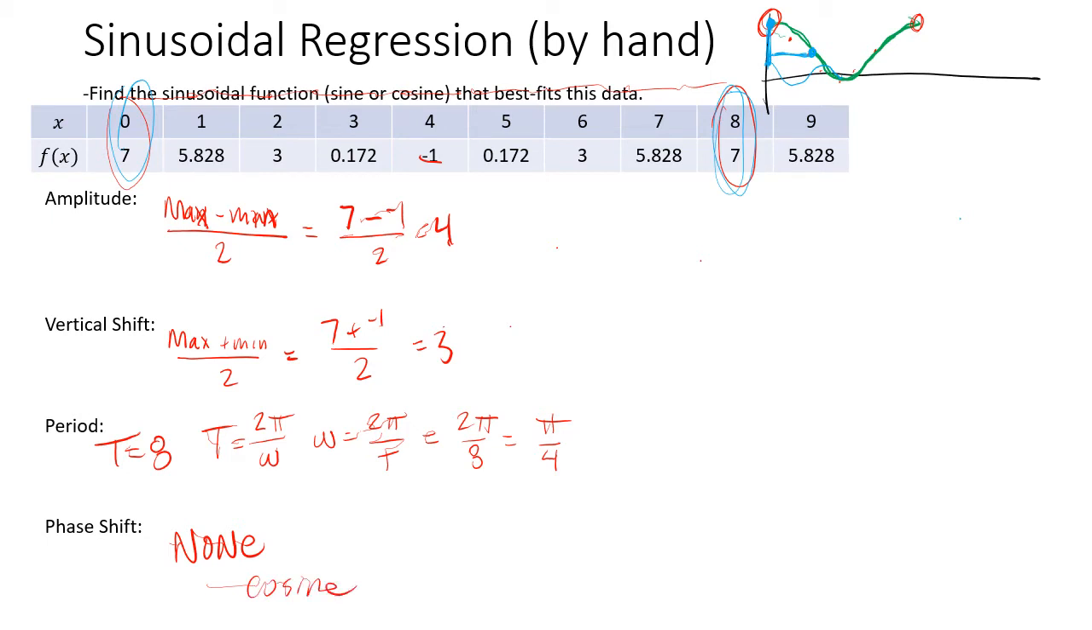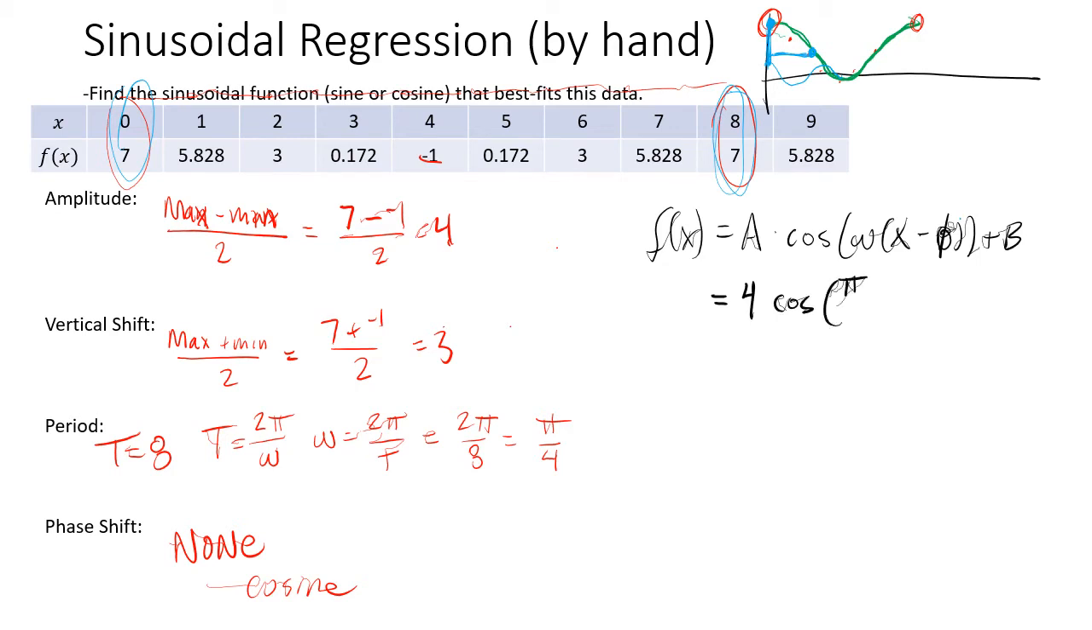And so the last step then would be to just write this function. We're going to write it in the form of y equals, or we could say f of x. F of x is equal to a times the cosine of omega times x minus the phase shift, which we call phi, plus the vertical shift b. So for this one then, a we said was 4. It's cosine. Omega was pi over 4. X, there's no phi, there's no phase shift, and then the vertical shift is just 3. So right there, that is the function f of x. This is the function that describes that data there.